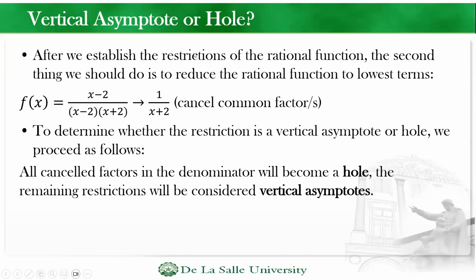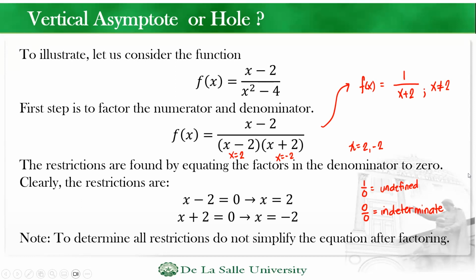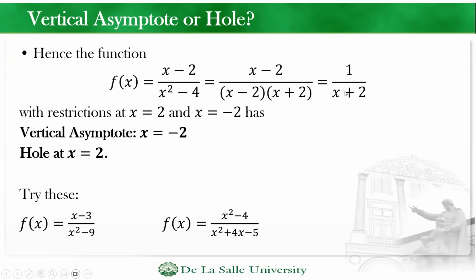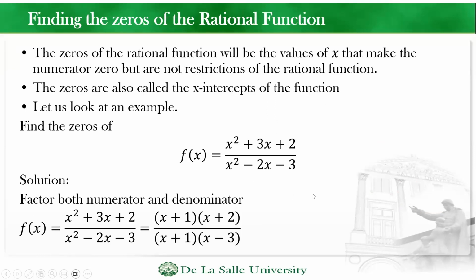So after we establish the restriction, cancel common factors. However, you have to say that x is not equal to 2. But for anything that canceled out, that becomes what you call a hole. So here, let's go back, because x equals 2 is actually a hole. So let's try these.